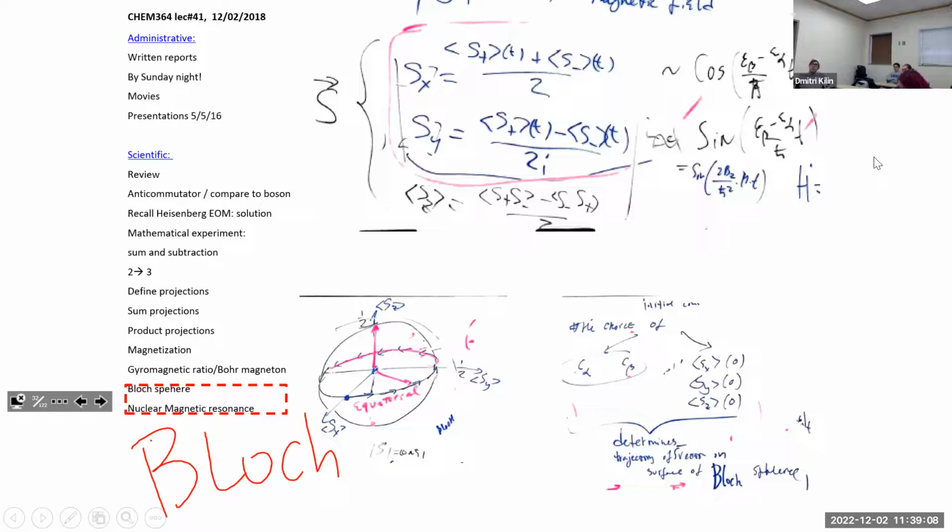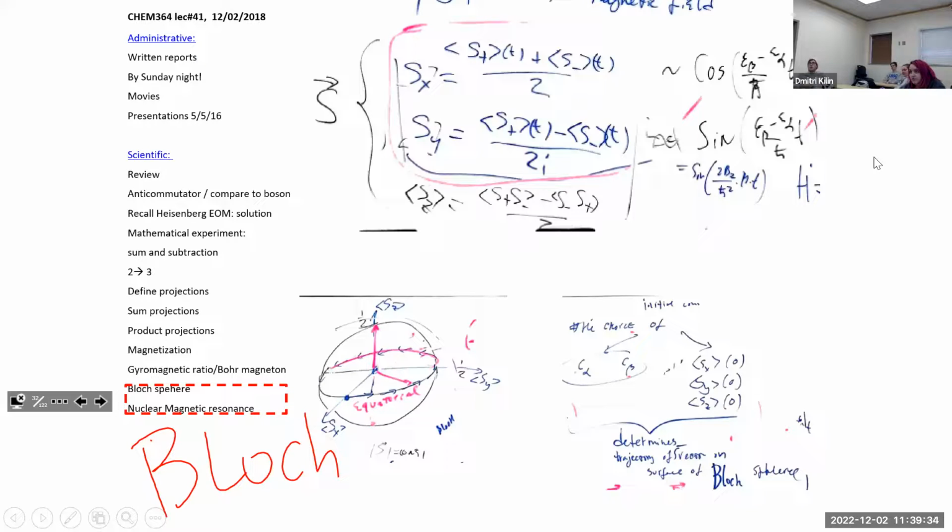We were doing the Heisenberg equation of motion for the harmonic oscillator. Operators or expectation values of operators. Okay. And now we will have spin operators.